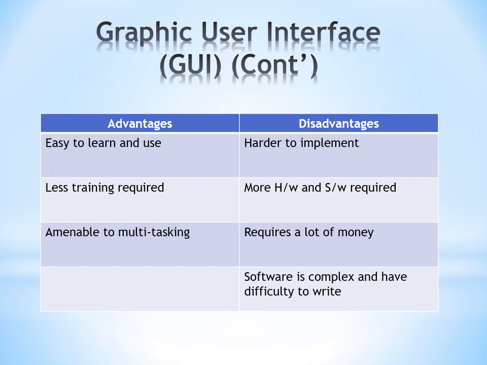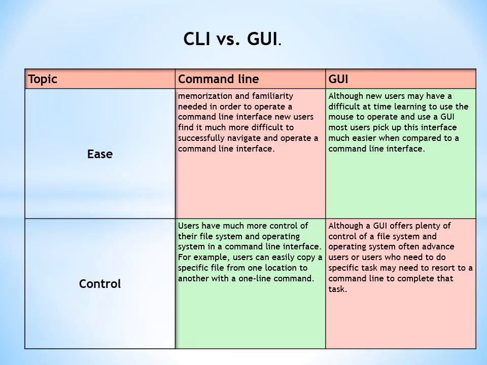However, this graphic user interface requires hardware and software, and requires a lot of money in order for you to implement it. And the software is more complex. The heavier the graphic user interface, the more complex the software, and it's difficult to write. So these are the differences between the command line and the graphic user interface.